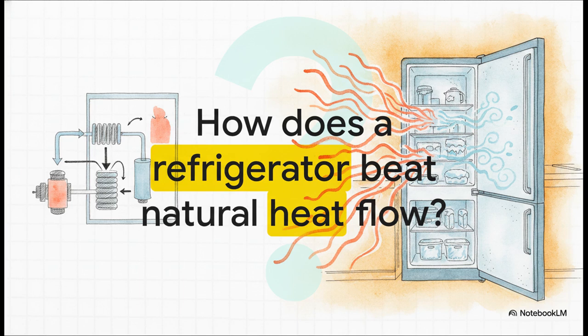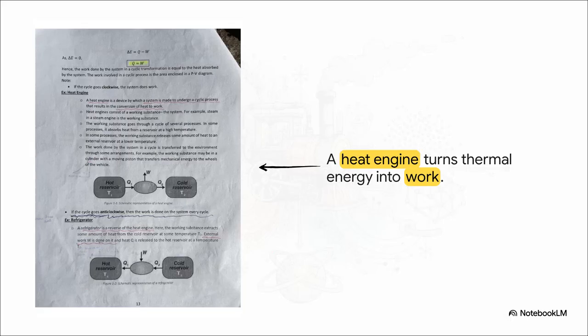If heat universally and naturally only wants to go from a hot place to a cold place, how on earth does your kitchen freezer stay completely frosty when the room around it is warm? Seriously, shouldn't the heat from your kitchen just constantly rush in and melt your ice cream? To figure that out, let's first look at its exact opposite, a heat engine.